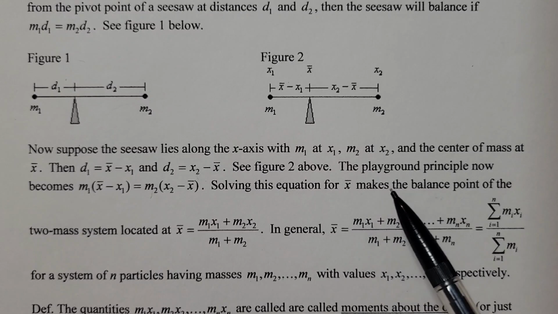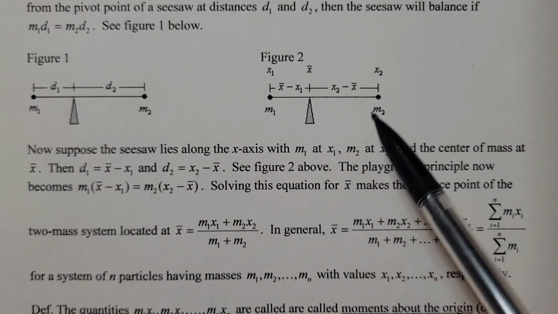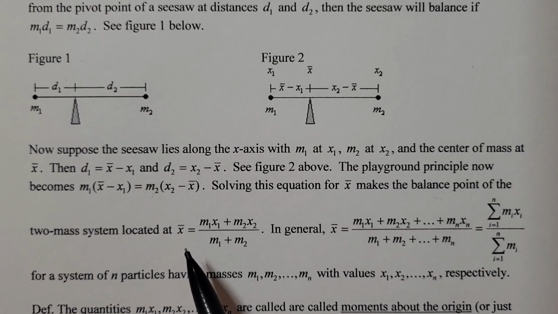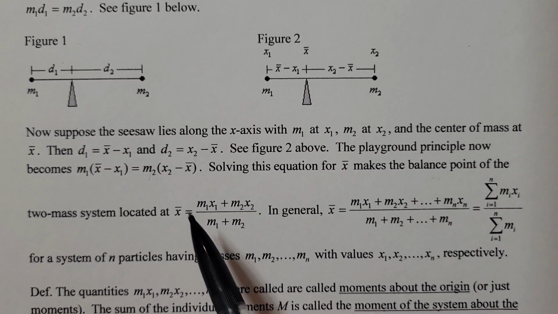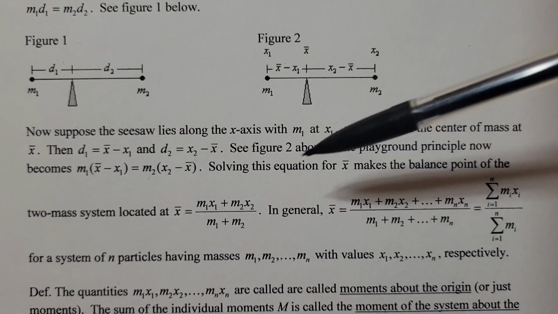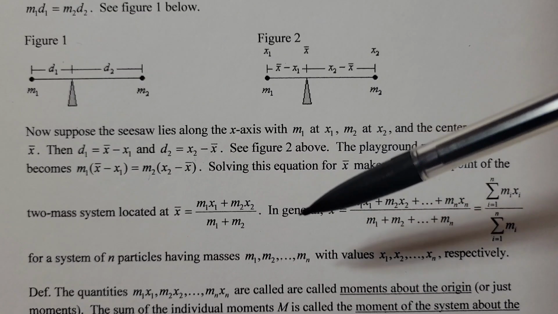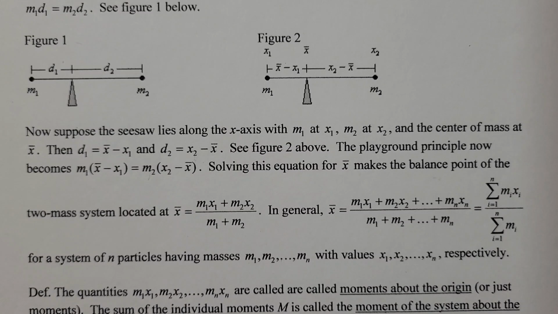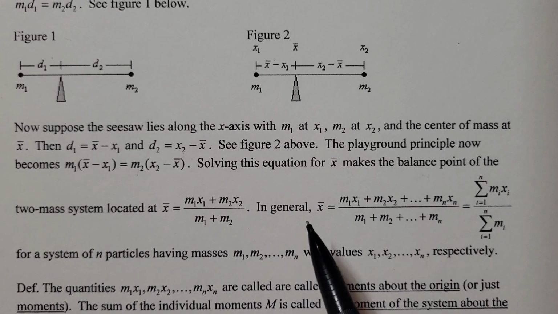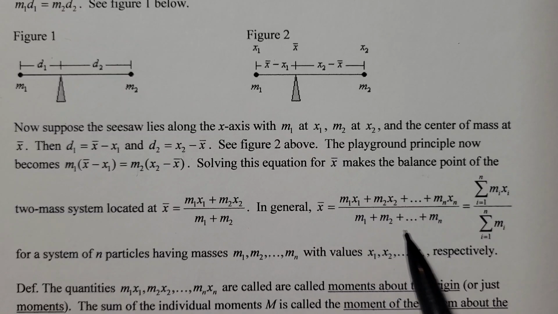Okay, if you solve this equation for x bar, that makes the balance point of this system located at x bar, which is, again, I'm solving this equation here, x bar equals m1 times x1 plus m2 times x2, divided by m1 plus m2. Okay. In general, x bar is where you're taking each mass times the x value and then adding those all up, and then you're dividing by the total mass in the system.